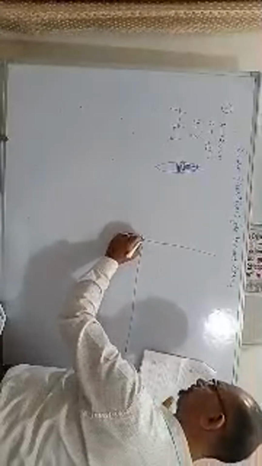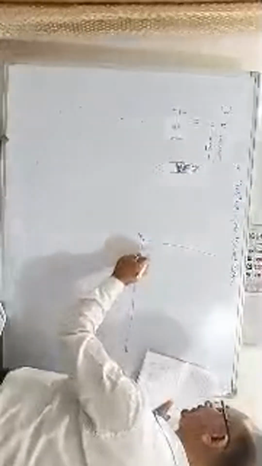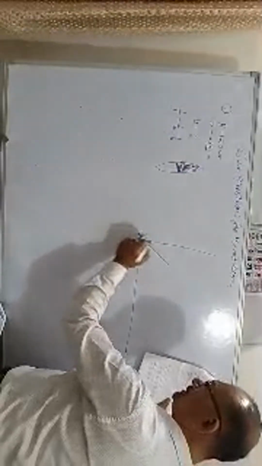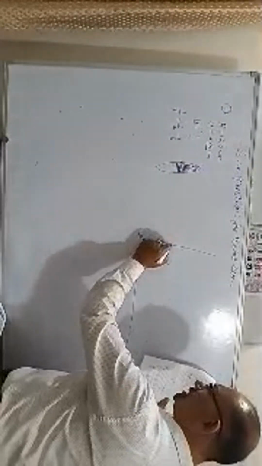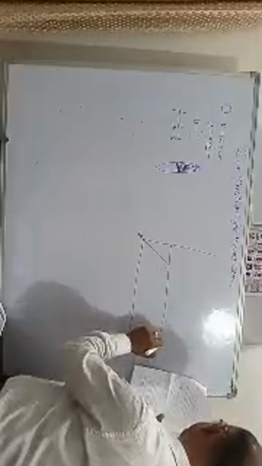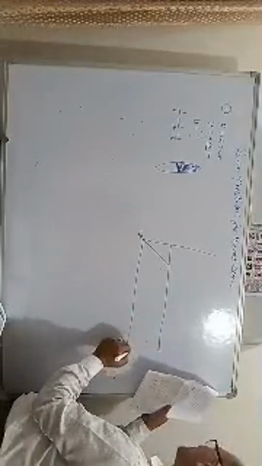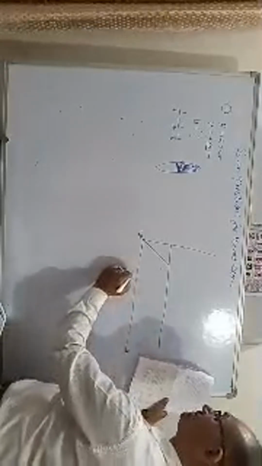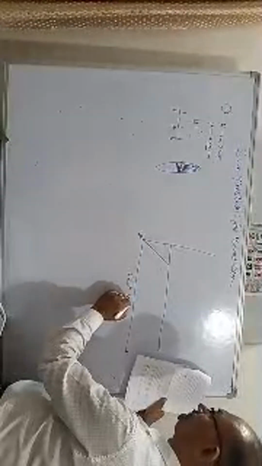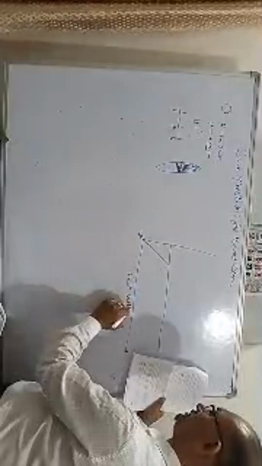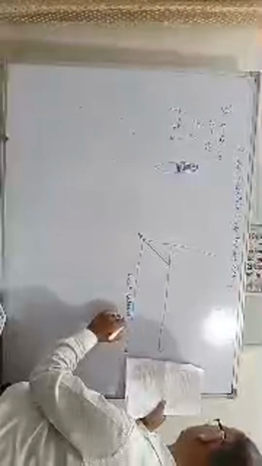Zero mark, that is minus 20 degrees here. After that, this graph will be this. This is the O point, minus 20. The next graph, this line. This is the x-axis. This is the heat supply, Q in joules.